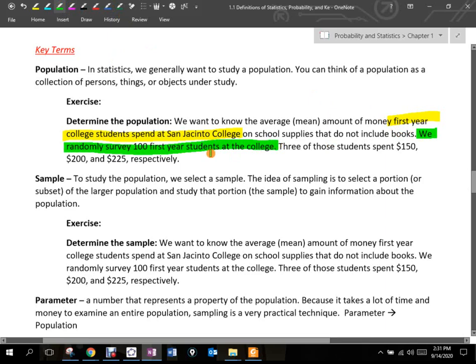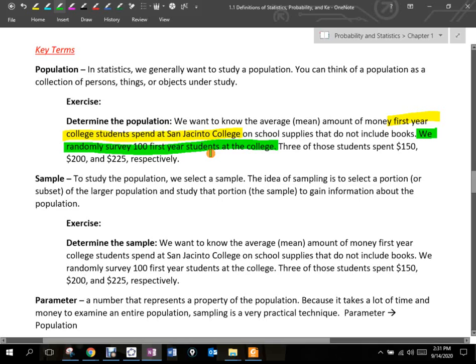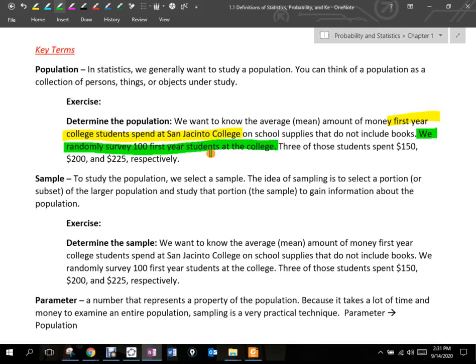Now, which one of those groups, the yellow one, does the yellow one belong to the green, or does the green belong to the yellow? Do the 100 randomly surveyed first-year students belong to the yellow? Are they a subgroup of the yellow? Yes. So the yellow highlighted group of people must be the population. Does that make sense? That's the group that we want to study.